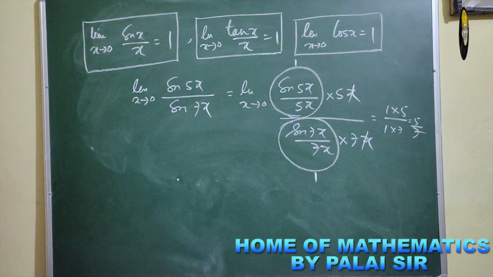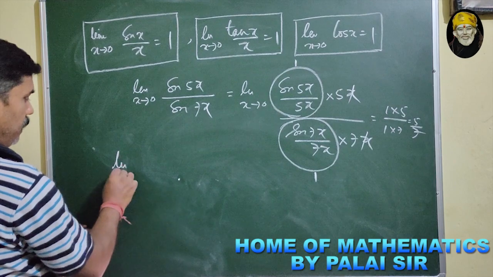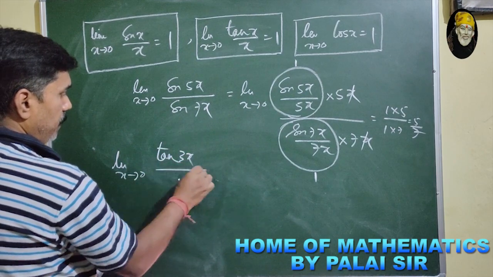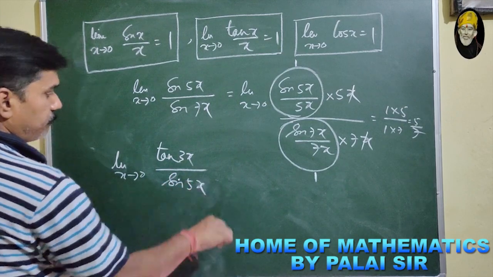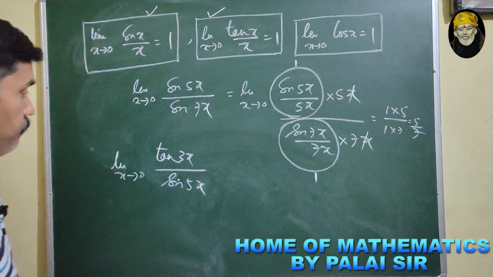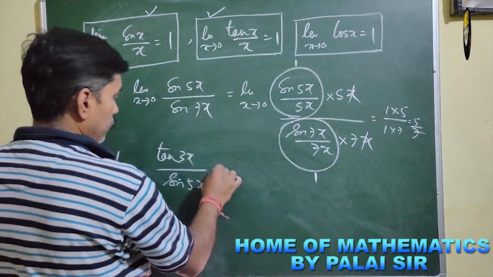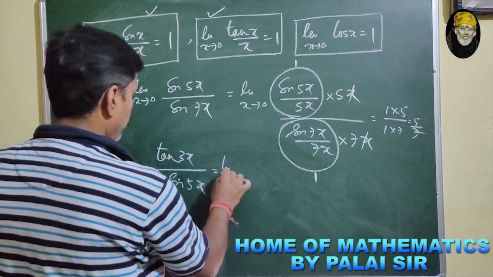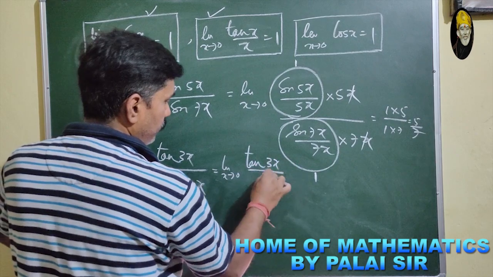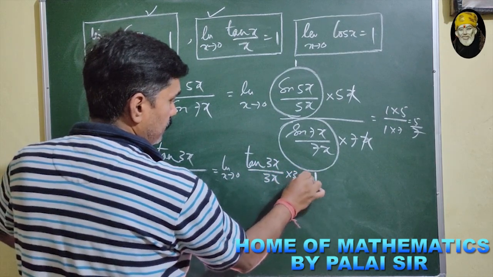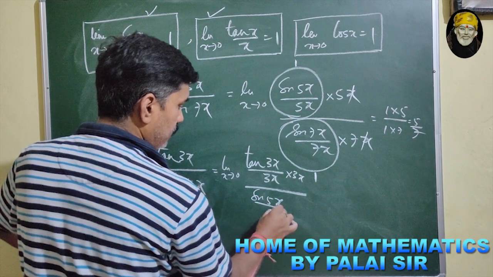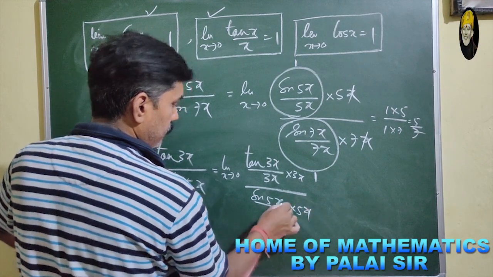Any doubt? Or suppose here limit x tends to 0, tan 3x by sin 5x. In tan and sin, both you find the same formula is there. So here you express it as limit x tends to 0, tan 3x, you divide 3x, multiply 3x. Here you have sin 5x, so you divide 5x and multiply 5x.